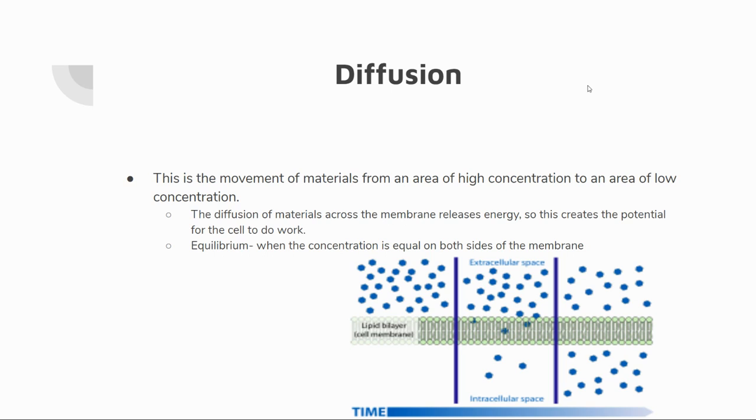All right, so one of the ways is diffusion. So this is the movement of materials from an area of high concentration to an area of low concentration. The diffusion of materials across the membrane releases energy. So this creates a potential for the cell to do work. So again, the definition of equilibrium is when the concentration is equal on both sides of the membrane.